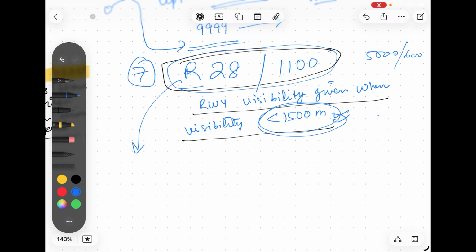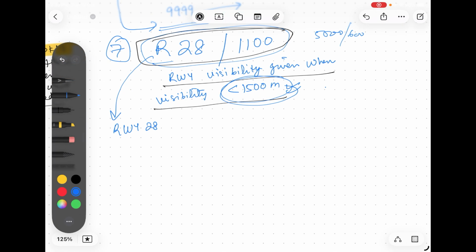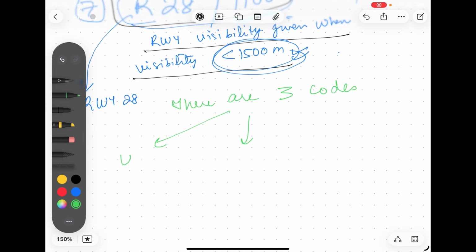And what does this signify? This is runway 28 of Delhi, of course. Now there is a very, very important part here. In this reporting, whenever it is reported, there are three codes that can be put at the end of the RVR. These are U, D and N. What does this mean?